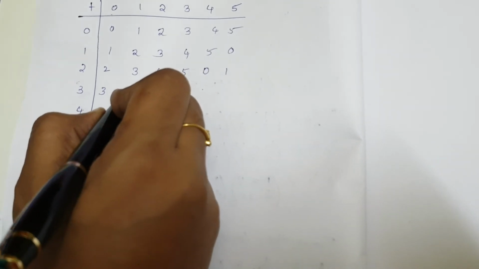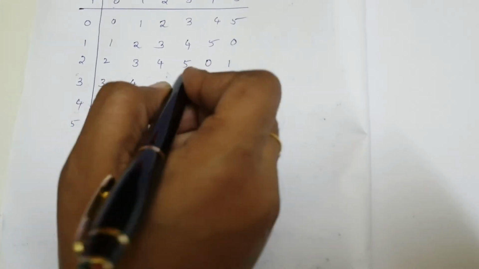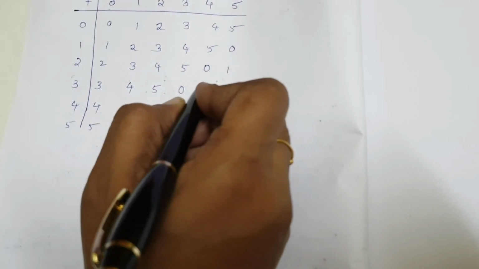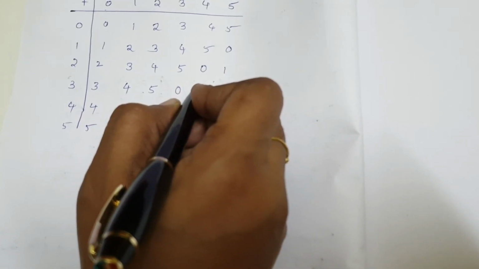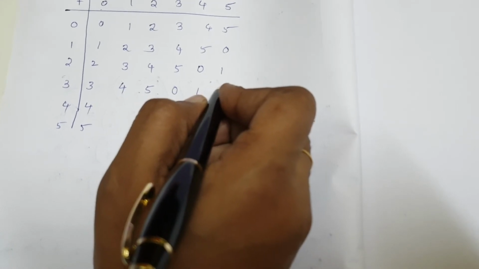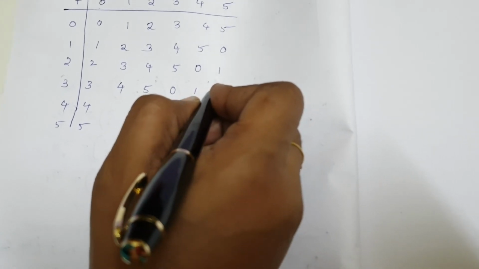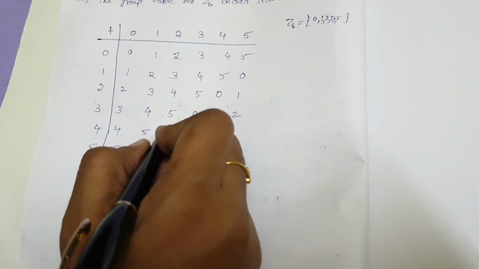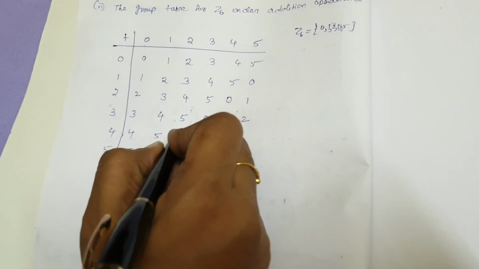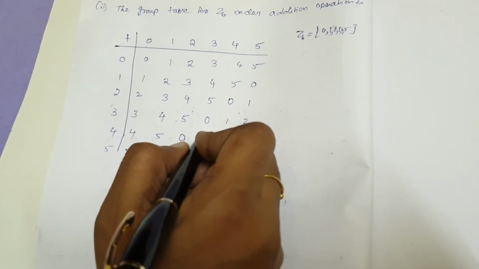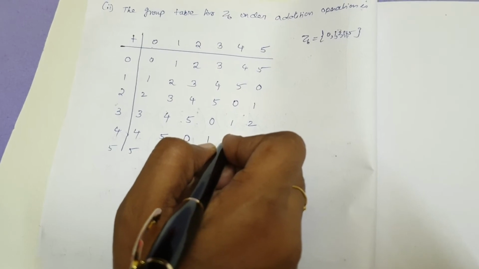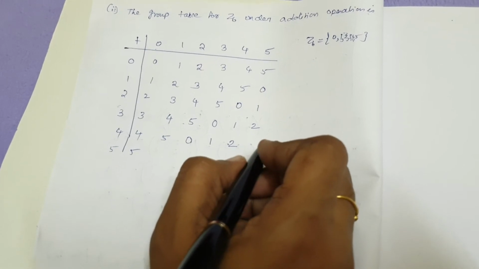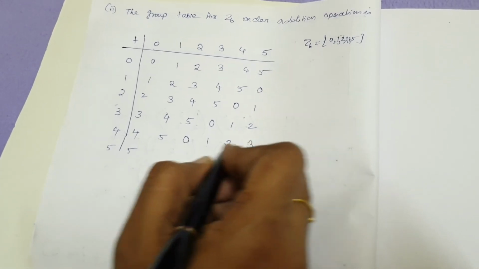Next 3 plus 1 is 4, 3 plus 2 is 5, 3 plus 3 is 6, which is 0 in Z6. Next 3 plus 4 is 7, which is equal to 1 in Z6. 3 plus 5 is 8, so 8 minus 6 is 2. Next 4 plus 1 is 5. 4 plus 2 is 6, 6 minus 6 is 0. 4 plus 3 is 7, 7 minus 6 is 1. 4 plus 4 is 8, 8 minus 6 is 2. Next 4 plus 5 is 9, 9 minus 6 is 3.